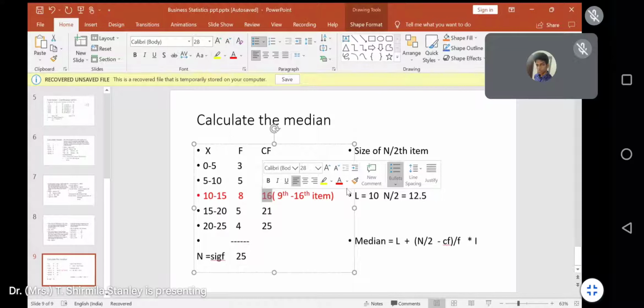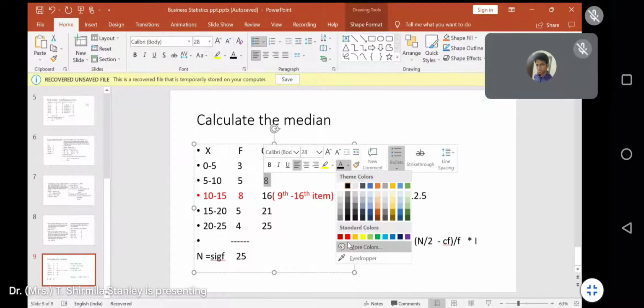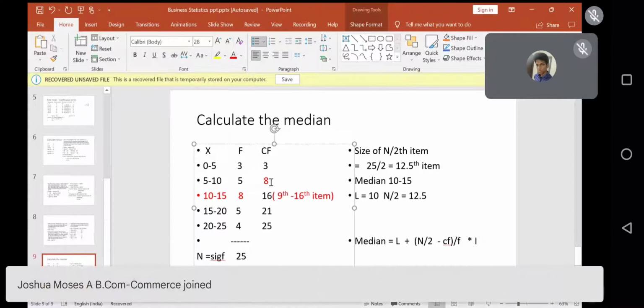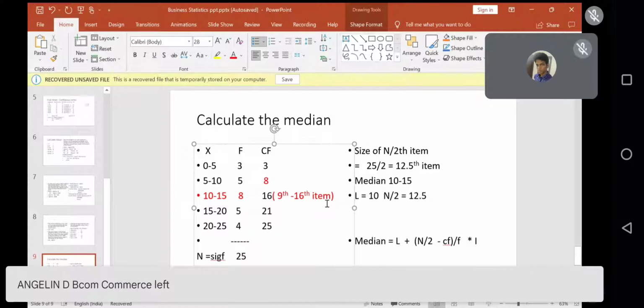So I'm going to color this back to black. This doesn't matter for us. We have only used it for locating. And we are going for a preceding one. So your CF preceding that median class will be your CF. Your frequency will belong to whatever the median class frequency is. And of course, you know your I, which is the class interval difference.